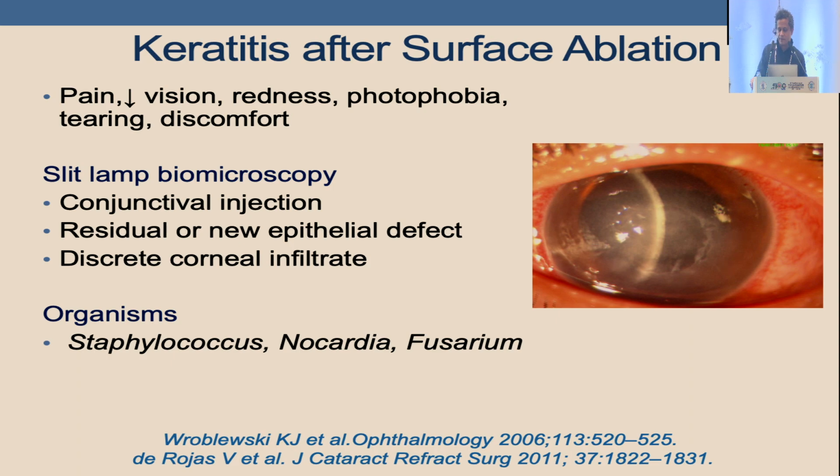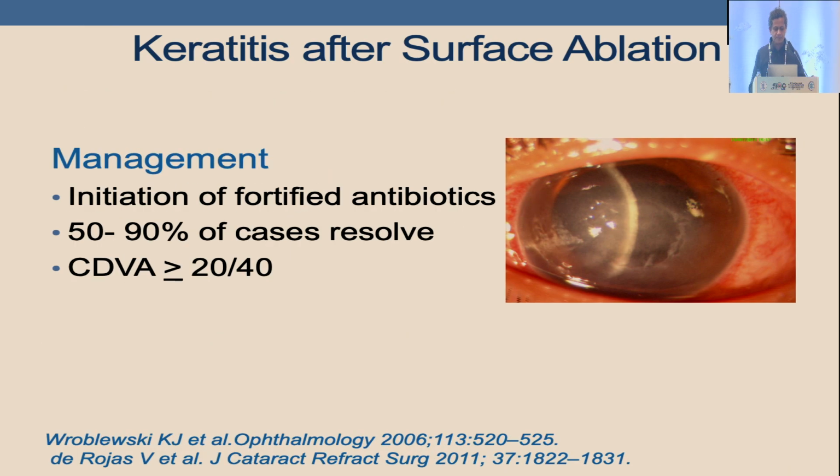Keratitis after surface ablation presents with pain, decreased vision, redness, severe photophobia, and discomfort. You will see conjunctival injection, a residual or new epithelial defect depending on the timing of presentation, and a discrete corneal infiltrate, like you will see in any patient with keratitis. Common organisms include Staphylococcus, Nocardia, and Fusarium in surface ablation.